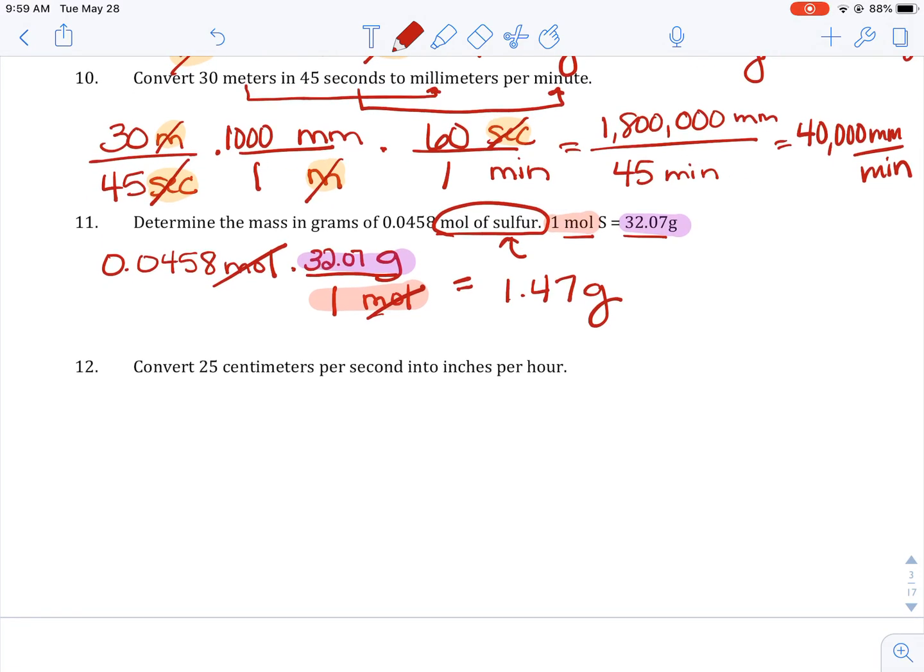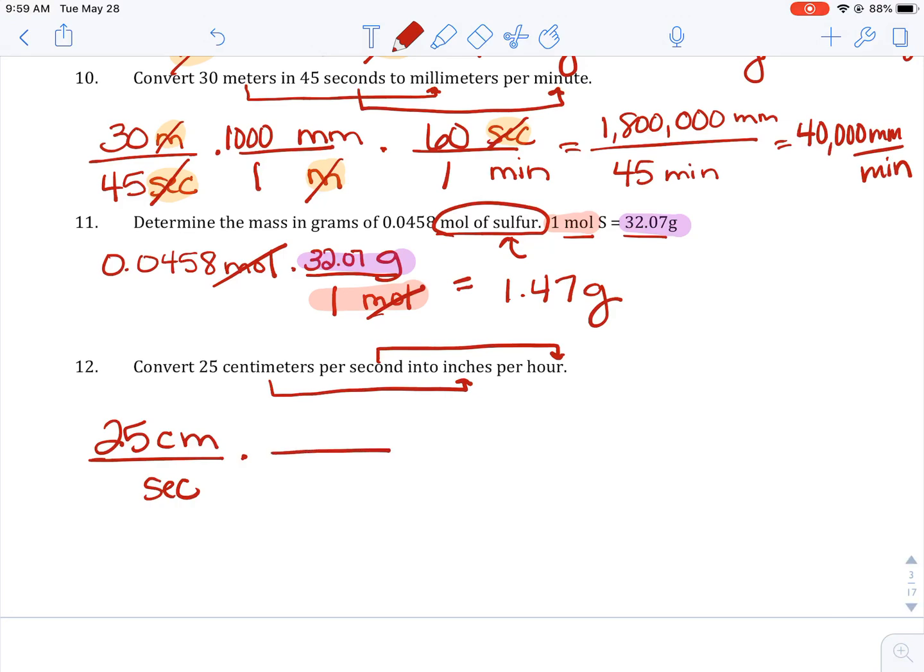All right, number 12, convert 25 centimeters per second into inches per hour. If you haven't taken an opportunity to pause the video and try one on your own, consider doing that here for the last one, noting that you're converting centimeters to inches, those are your length measurements, and seconds to hours, those are your time measurements. So if I set it up, I have 25 centimeters per second. So currently that's a 1 second. If I start with centimeters, I want to cancel. It's in the numerator, put it on the denominator.